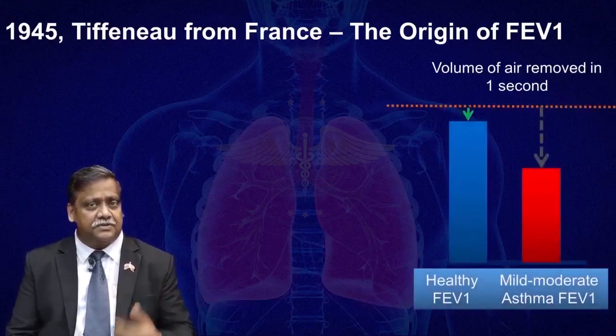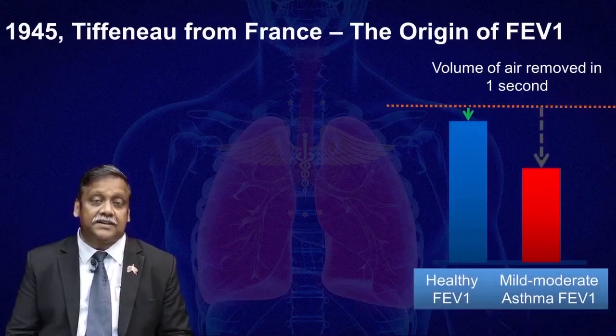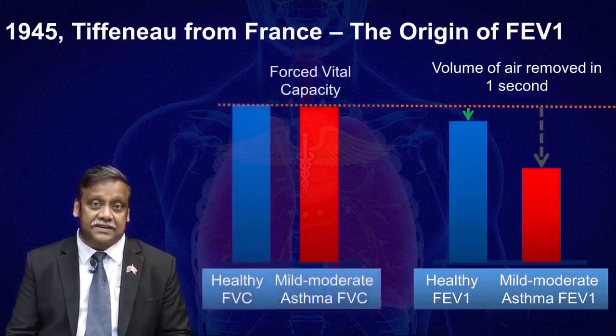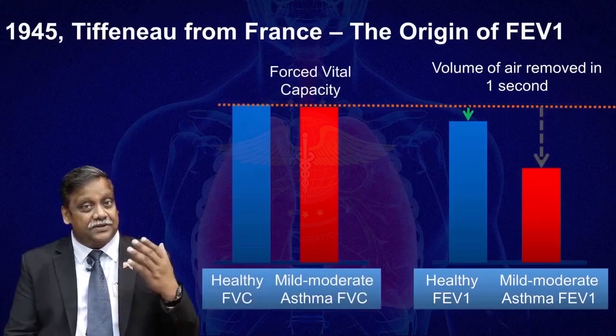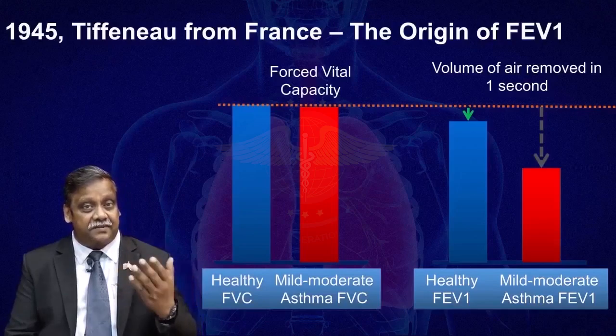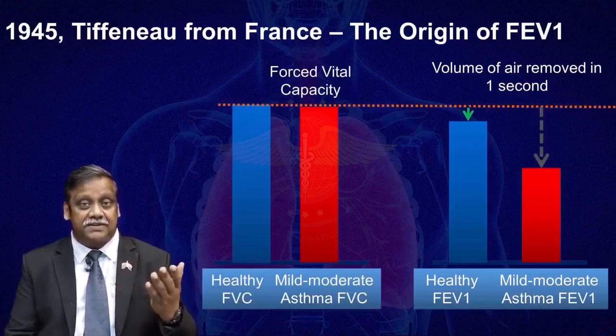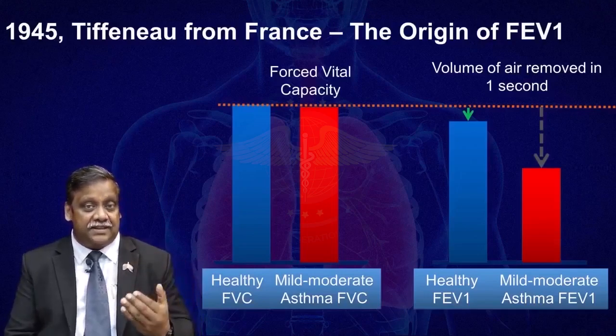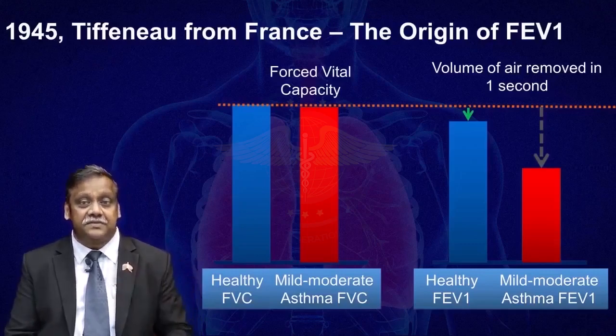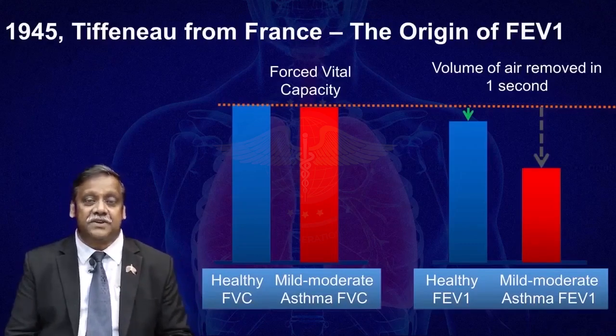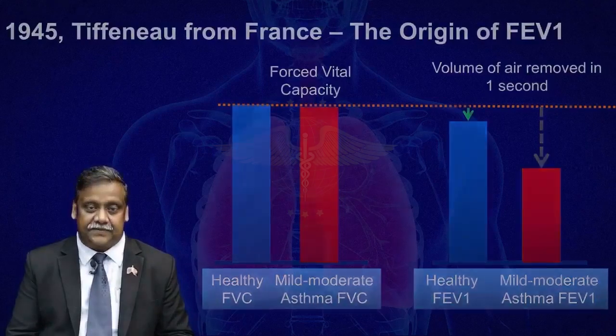And then he was able to show very clearly that the ratio between FEV1 and FVC was significantly reduced in patients with obstructive airway disease. So, Sir John Hutchison started with vital capacity and called it forced vital capacity if you removed it with force, and then Tiffeneau introduced the term FEV1, or forced expiratory volume in 1 second.